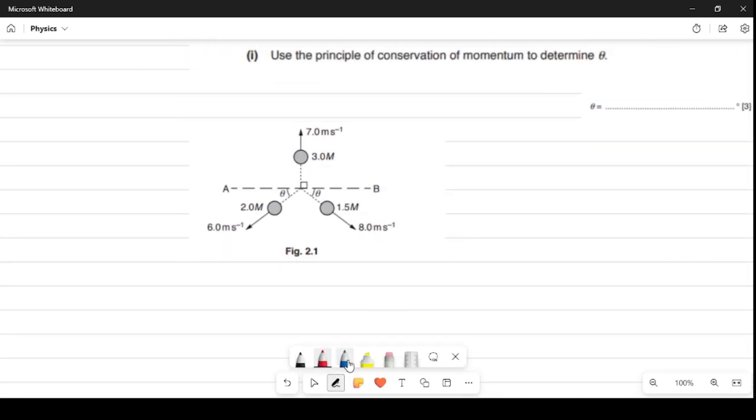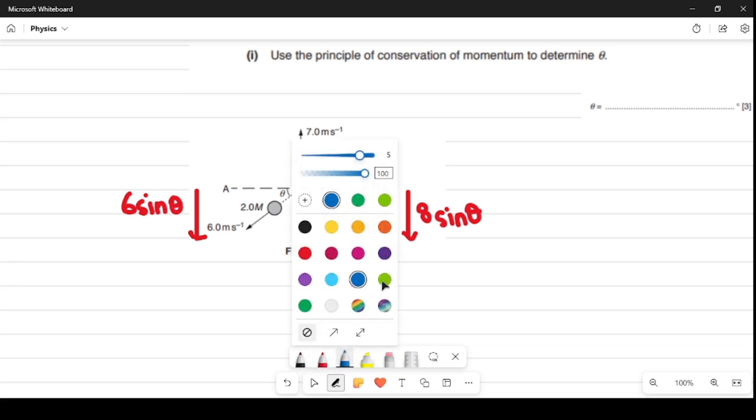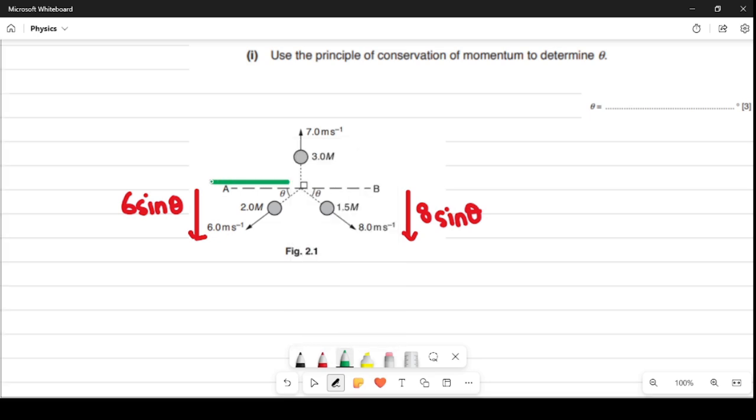Okay, let's start with the vertical components. So vertical component, you have 8 sine, and your angle is theta. And then you have the other vertical component, 6 sine theta. Right. Next, you have your horizontal component in this direction, 6 cos theta. And then you have your other horizontal component in this direction, 8 cos theta.